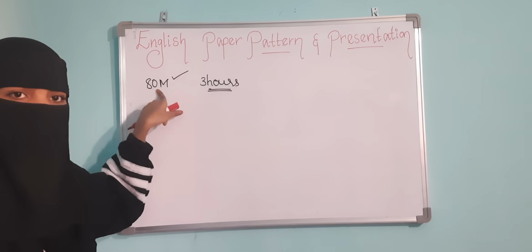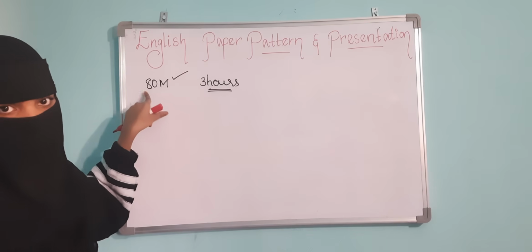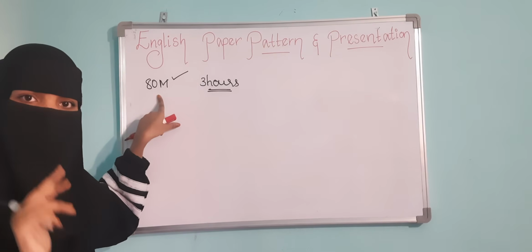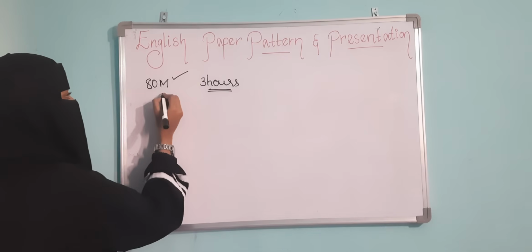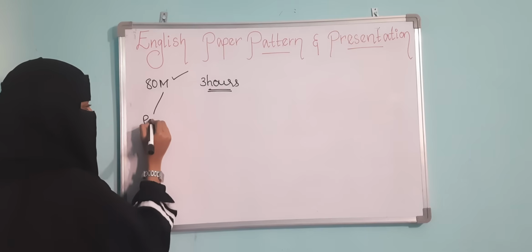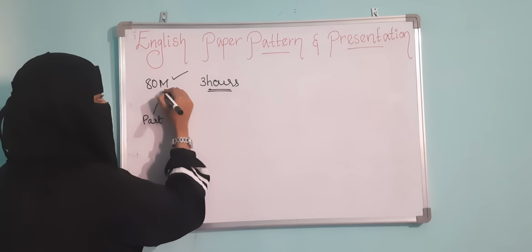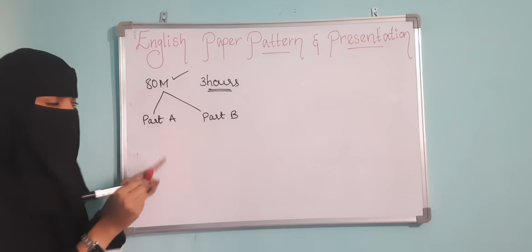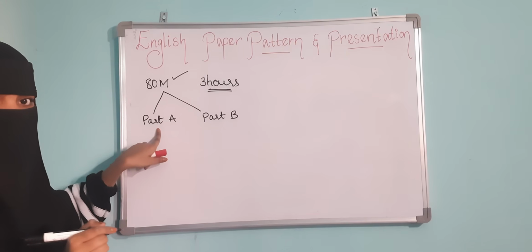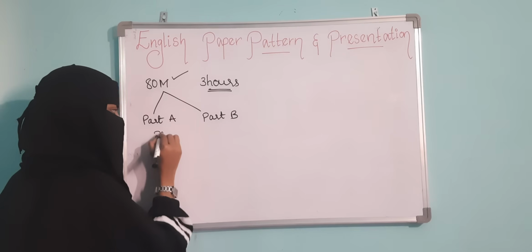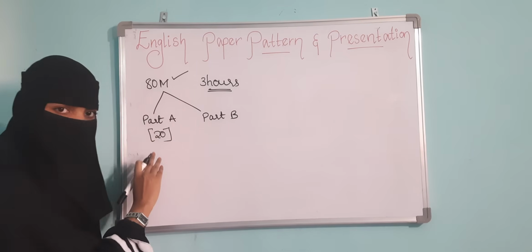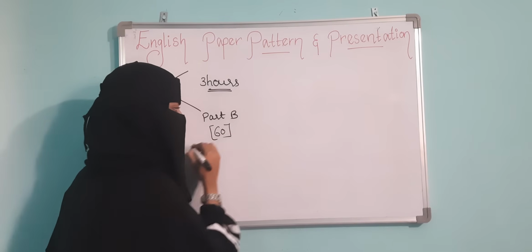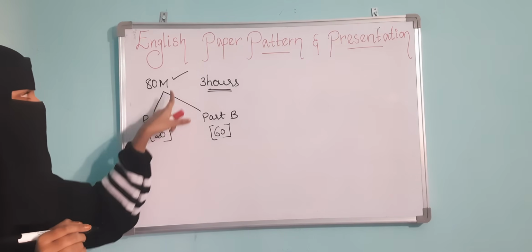These 80 marks are divided into 2 parts in your exam paper. Getting my point? What are those 2 parts? Let us see. Part 1 is Part A, and part 2 is Part B. Part A is a total of 20 marks. Part B will be 60 marks. It consists of 60 marks questions. 60 plus 20, it is 80 marks.